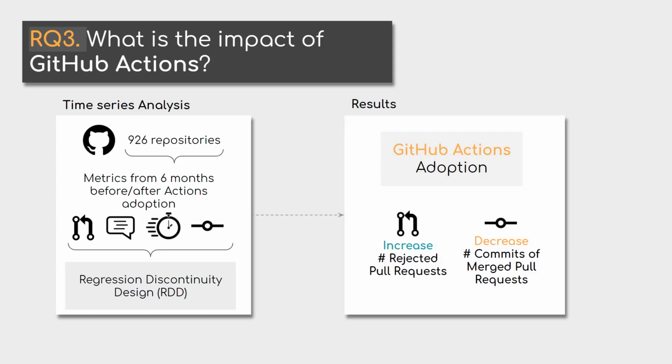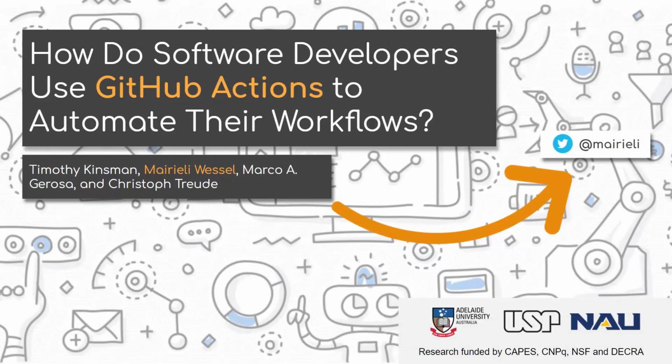Our findings indicate that there are more rejected pull requests and fewer commits on merged pull requests after adopting GitHub Actions. In summary, our results show an overview of how early adopters are using, discussing, and being impacted by actions. Also, the results provide insights to developers that want to use actions.